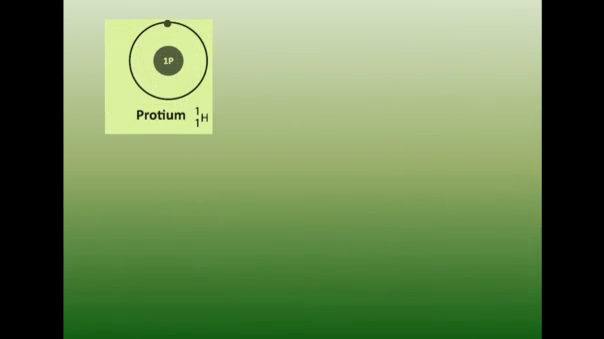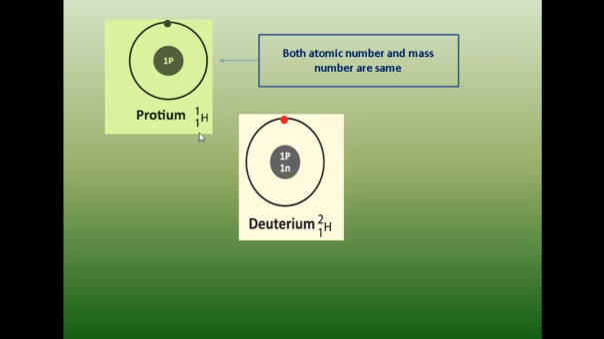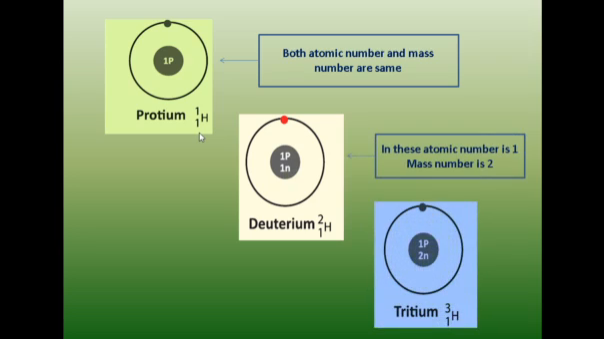So protium has only one atomic number. What is written at the bottom is the atomic number, already we know. On the top we write the mass number. In protium both are the same. In deuterium the mass number is 2 and in tritium the mass number is 3. So the atomic number is the same and the mass number is different. If we write the same element like this, it is called an isotope.